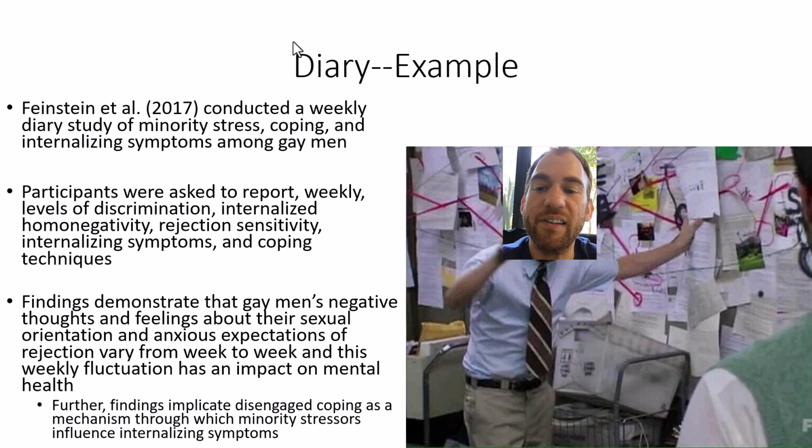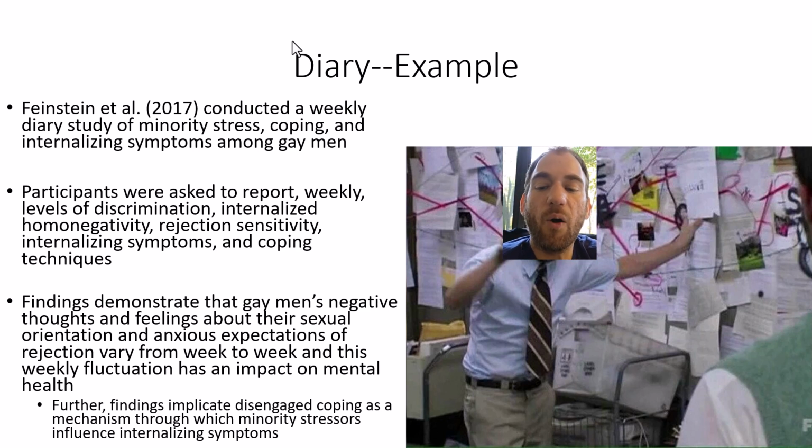So Feinstein and the gang conducted a weekly diary study of minority stress, coping, and internalizing symptoms among gay men. Participants were asked to report weekly levels of discrimination, internalized homonegativity, rejection sensitivity, internalizing symptoms, and coping techniques. You don't really need to know the specifics here. Findings demonstrate that gay men's negative thoughts and feelings about their sexual orientation and anxious expectations of rejection vary from week to week, and this weekly fluctuation has an impact on mental health. Further, findings implicate disengaged coping as a mechanism through which minority stressors influence internalizing symptoms.